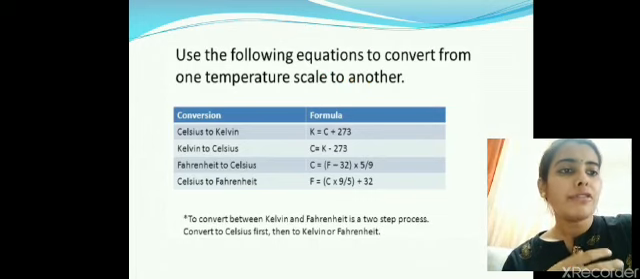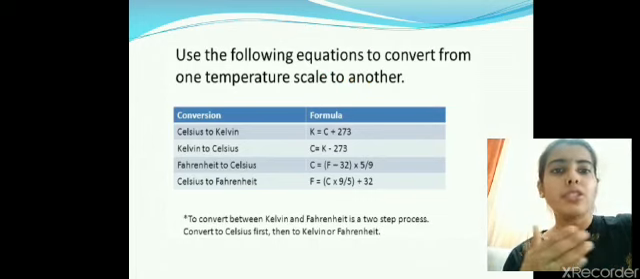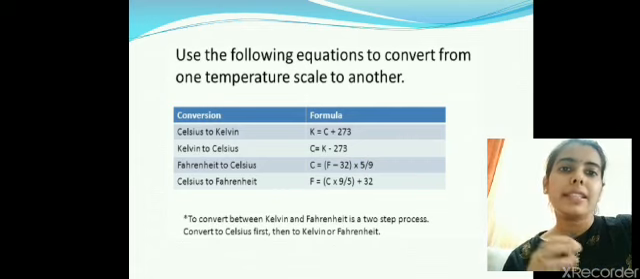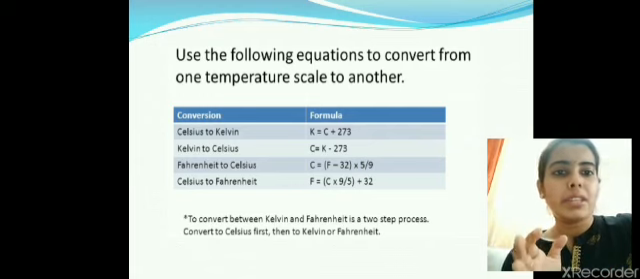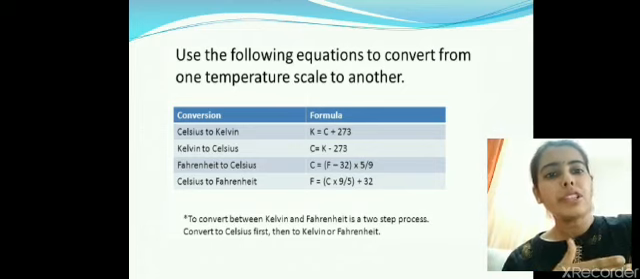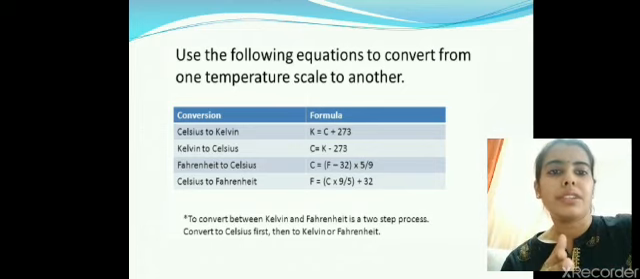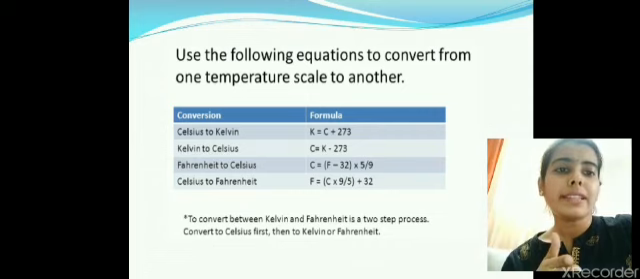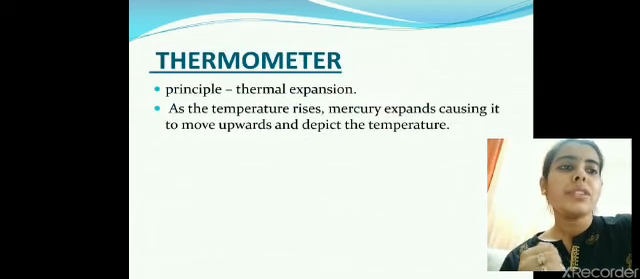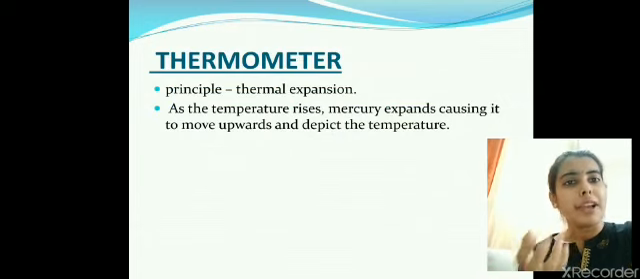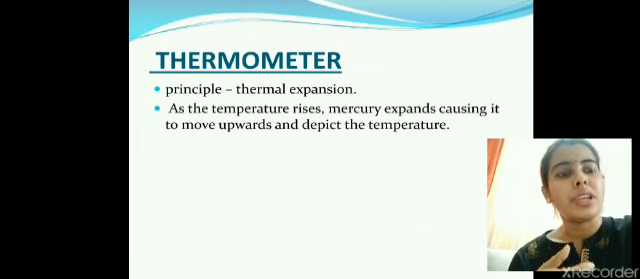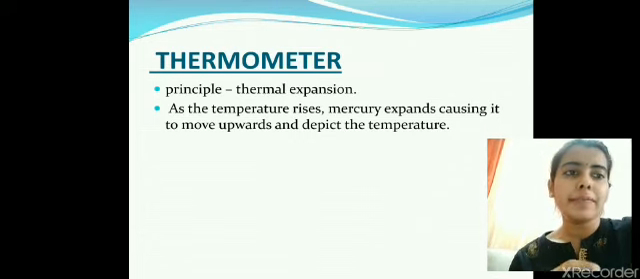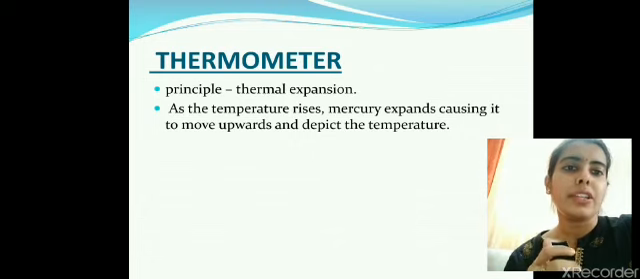I have provided you with some formulas to convert from one form to another. If the temperature is given in Celsius, it can easily be converted to Kelvin by adding 273, or Kelvin can be converted to Celsius by subtracting 273. For converting Fahrenheit to Celsius or Celsius to Fahrenheit, it is a simple formula. Put the values in and you can easily calculate it. Now coming to the thermometer. What is a thermometer? It is a device used for measuring temperature. Like you use a scale to measure length, we use a thermometer to measure temperature.